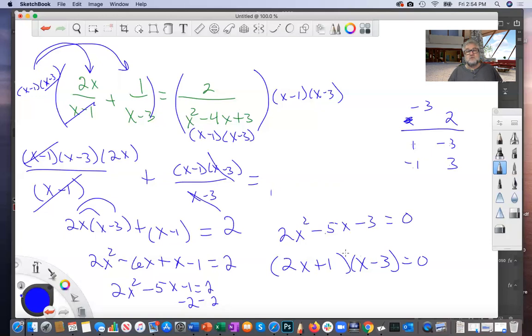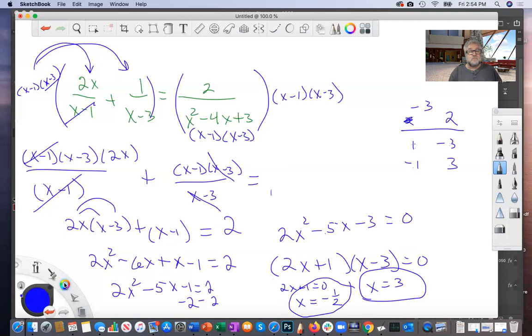So then we go through and solve this, and I get 2x plus 1 equals 0. So x equals negative a half. And here, x will be equal to 3. So there we go. Those are the solutions. Man, I am so awesome. I don't know what to do.